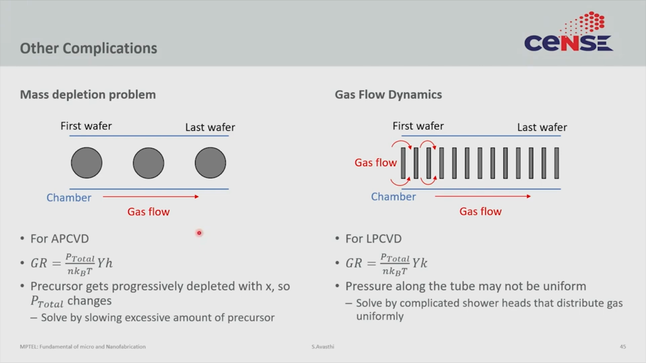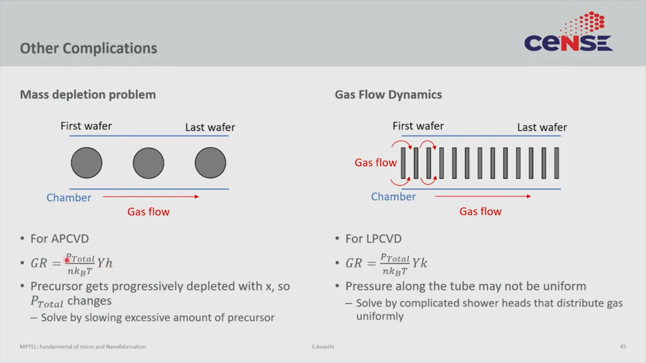So, one problem is of mass depletion. Imagine you have a chamber, and in that chamber you have mounted 3 wafers. This is your first wafer, this is your last wafer, and the gas is flowing from left to right. Supposing this is an APCVD reactor, right. You have done everything right, it is a cold chamber reactor, etc.